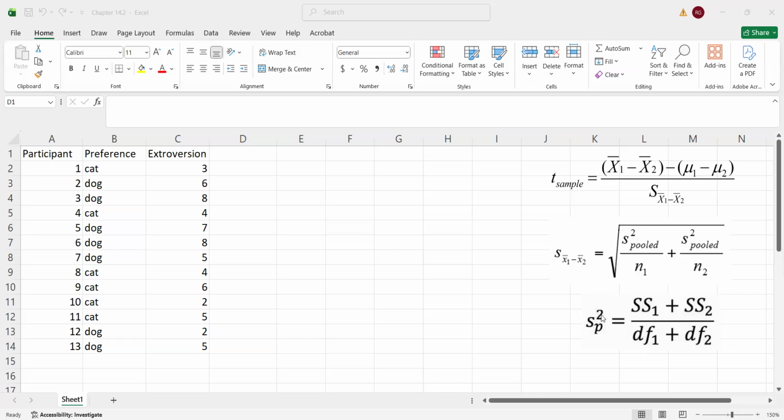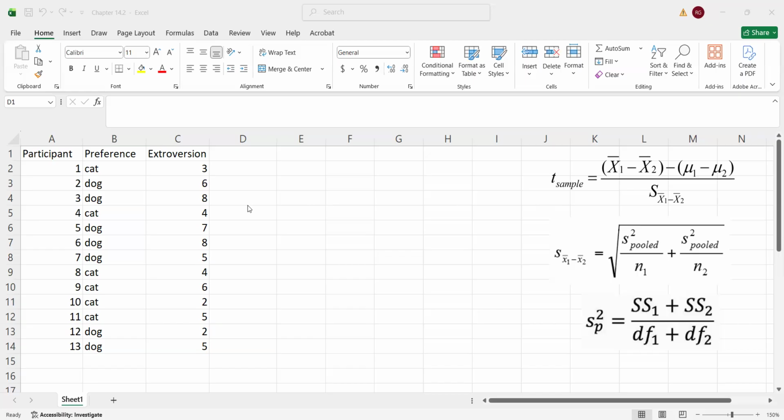All right. So basically, what we need to do is we'll probably start with pooled variance and work our way up, because that slots into this equation, and then once we find the estimated standard error, that slots into this equation in the denominator, and then finally we can find our observed t-score. So that is where we're headed.